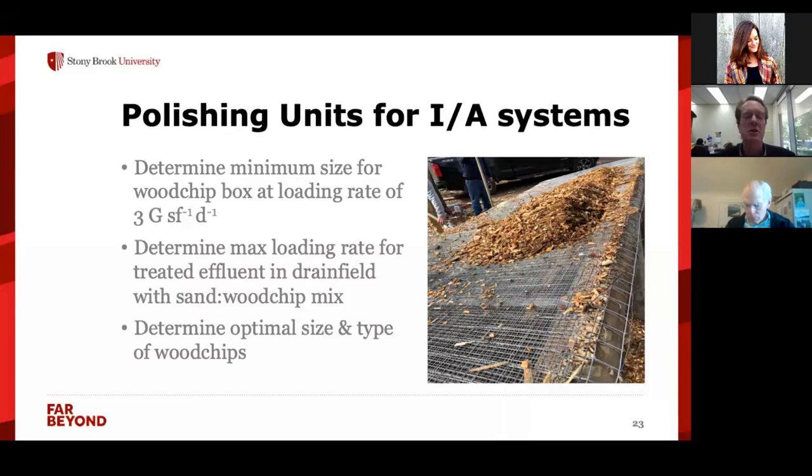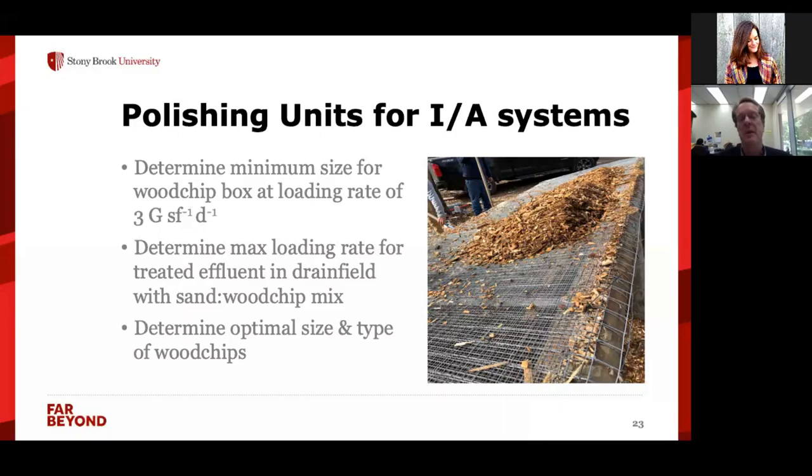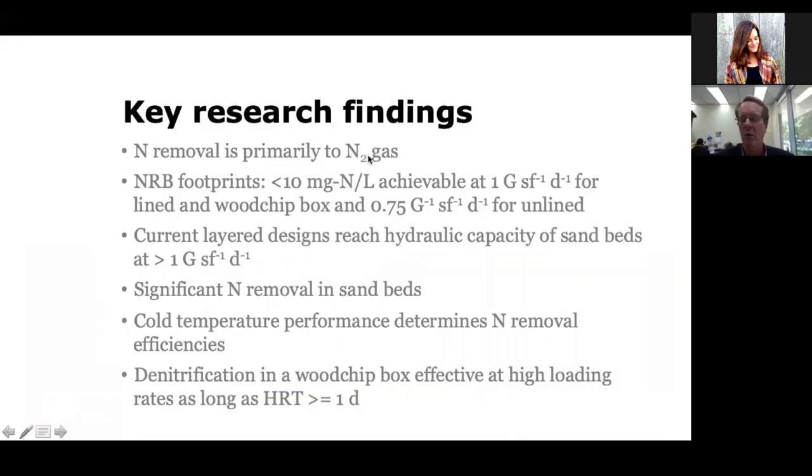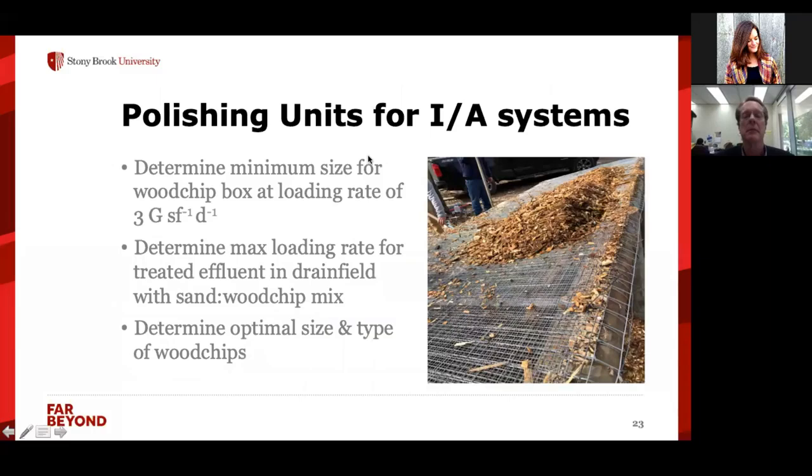To answer these questions also involves looking at the optimal size and type of wood chip to use. So we've done in our research trailer some work on some of these questions, and we'll do further work on others. To the right here is a screening process. This is how we determine the optimal size of our wood chips. So we're in the process of those experiments now.